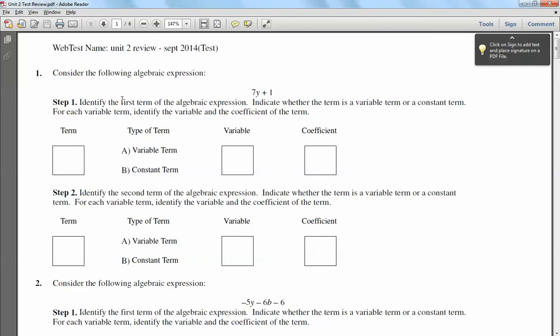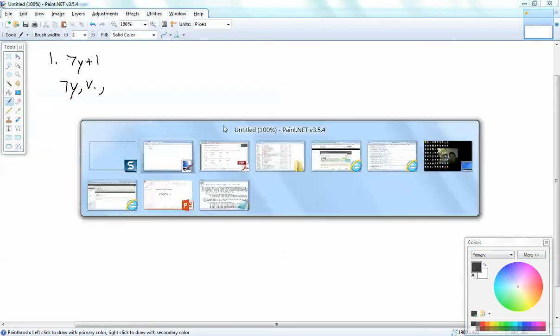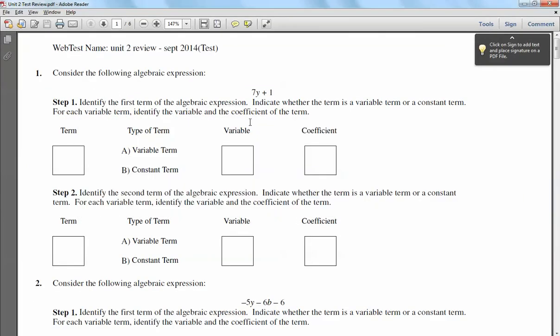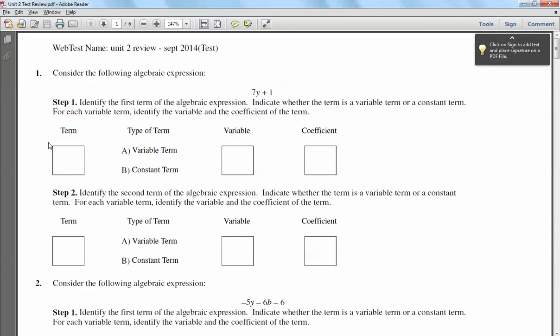And then for each variable term, identify the variable and the coefficient of the term. Well, what are they asking for? The variable and the coefficient. Okay, the variable, of course, is y. And the coefficient is the number that's in front of the y, which is a 7. So those would be our answers.